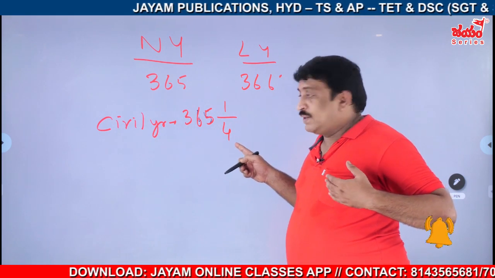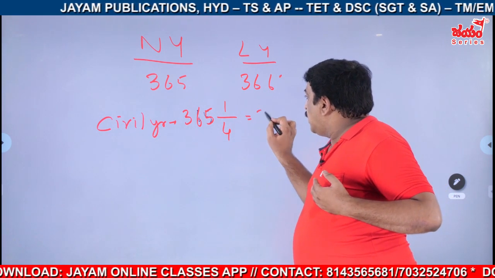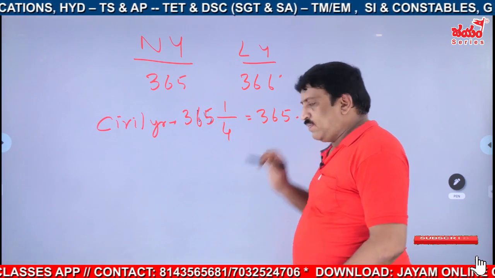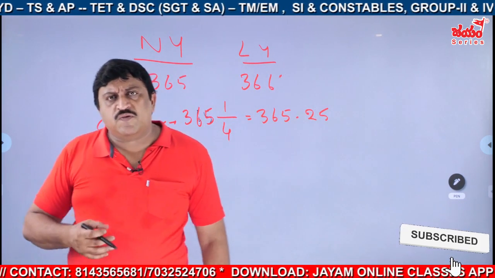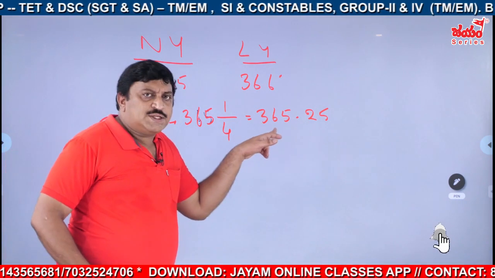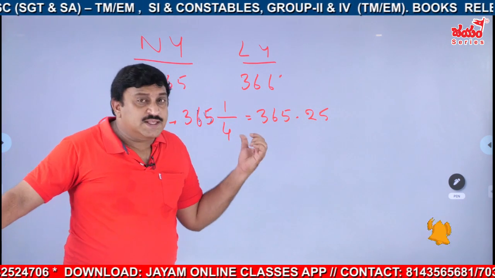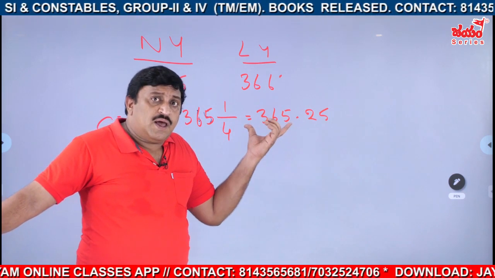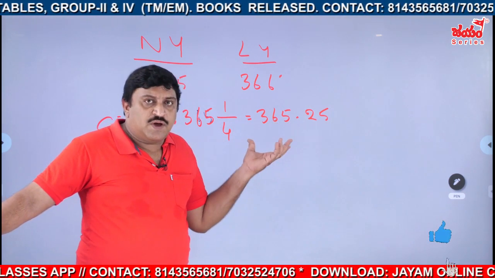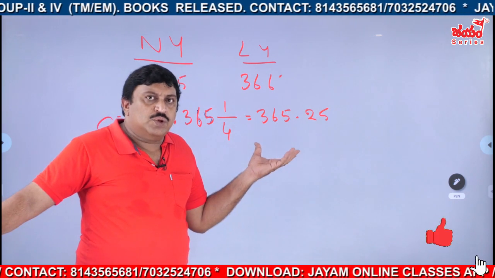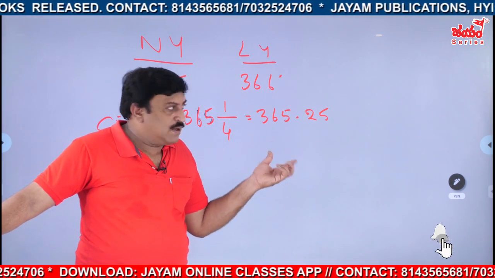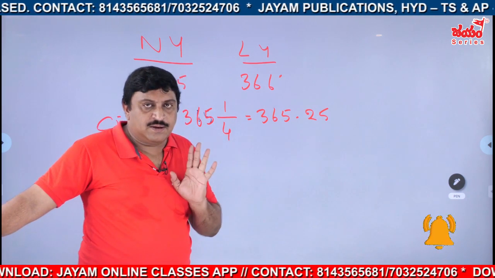I can write this as 365.25, since 1 by 4 is nothing but 0.25. So, 365.25 days. This is the assumption we have taken, though it is not exact, not accurate, right? This is called the civil year.